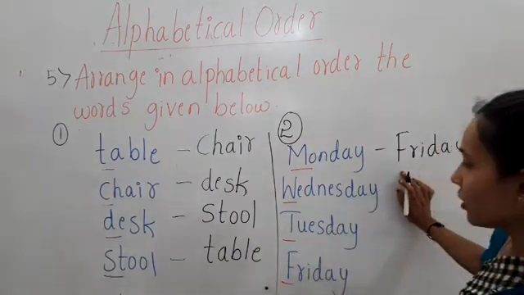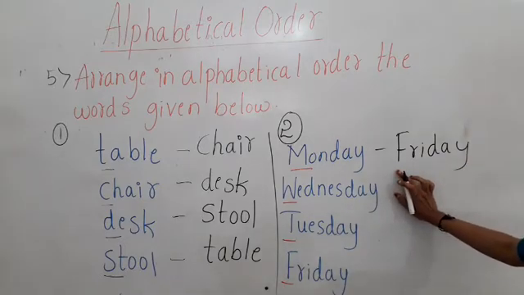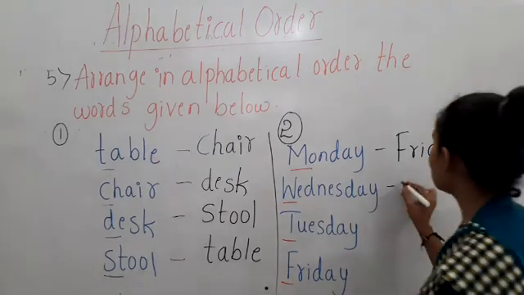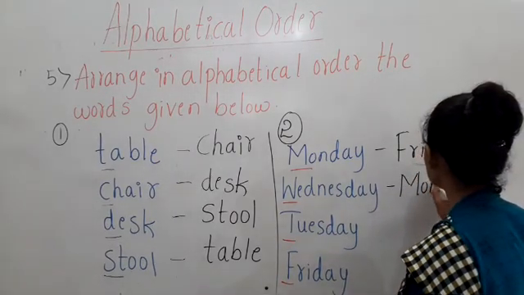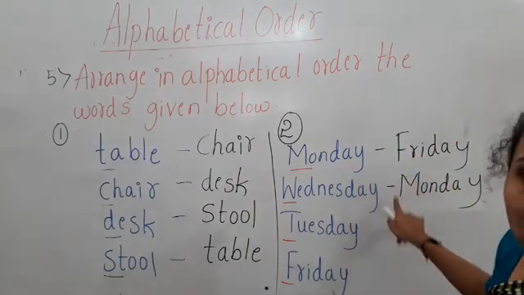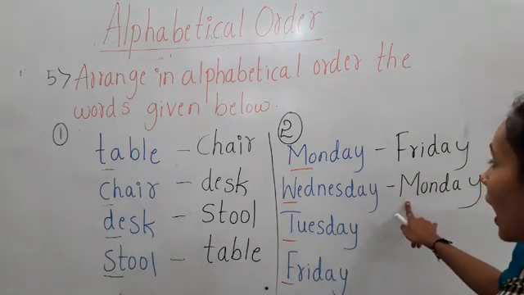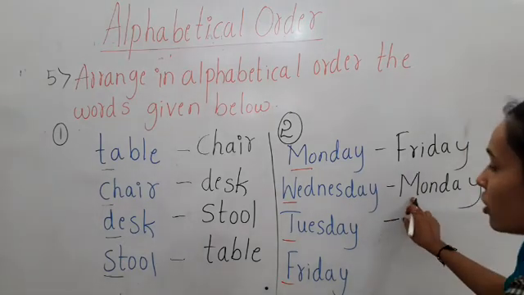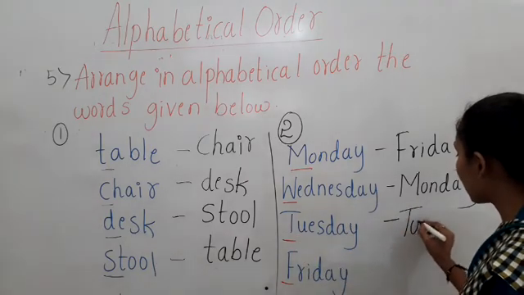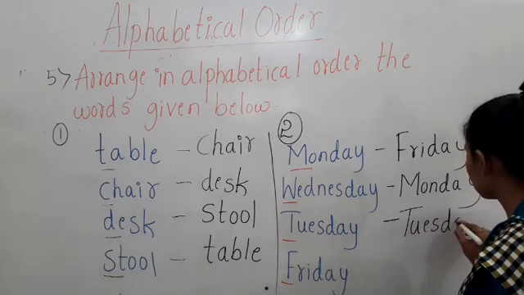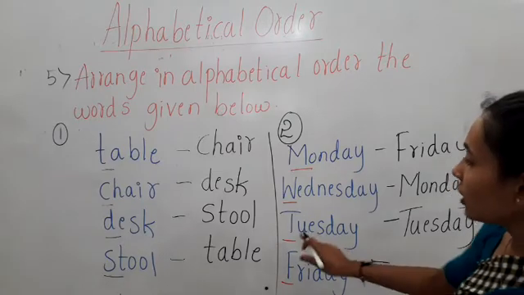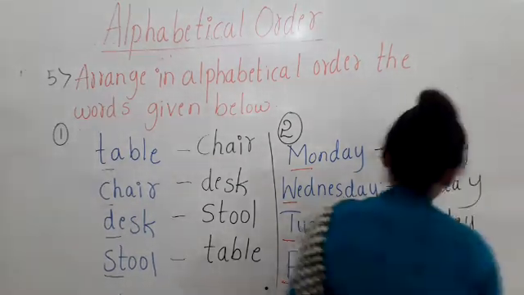After F, which letter comes, children? M. So what we have to write? Monday. After M, which letter comes, children? T. So what we have to write here? Tuesday. After T, which letter comes in the alphabet, A to Z? W. So we have to write Wednesday.